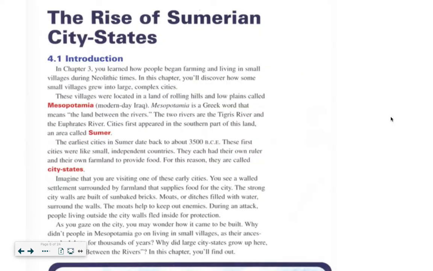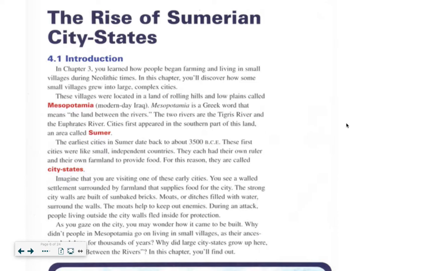So right now we're going to get into the text, and I'm going to be doing some reading and highlighting. Your job is to follow along and highlight your text, which is on paper, and then you're going to be moving on to the next assignment. So I'm going to read, you just follow along. So here we go. We have the rise of Sumerian city-states, and this is section 4.1. And I'm going to start reading for you.